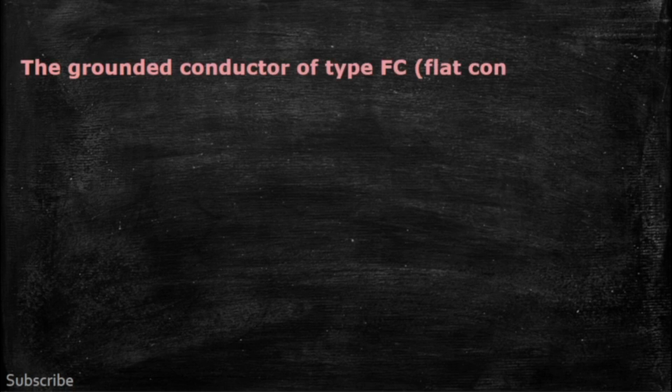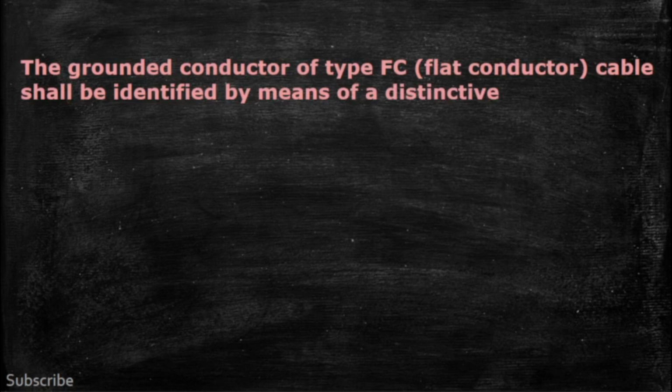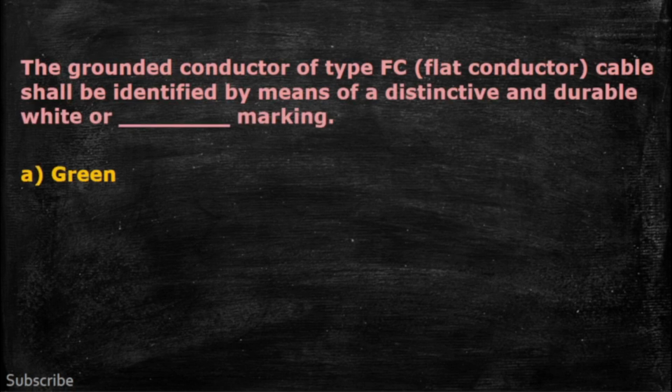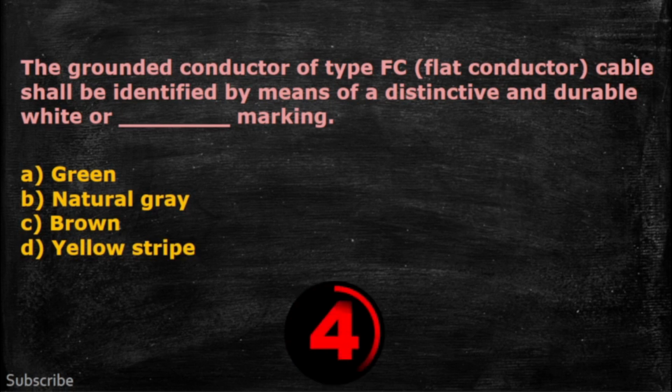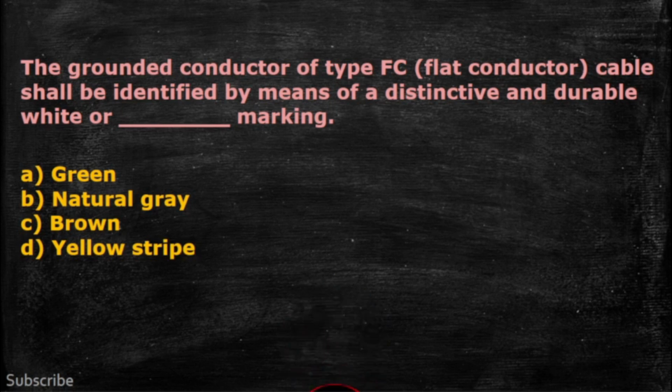Question number 36. The grounded conductor of type flat conductor cable shall be identified by means of a distinctive and durable white or blank marking. A. Green. B. Natural gray. C. Brown. D. Yellow stripe. The correct answer is letter B. Natural gray.